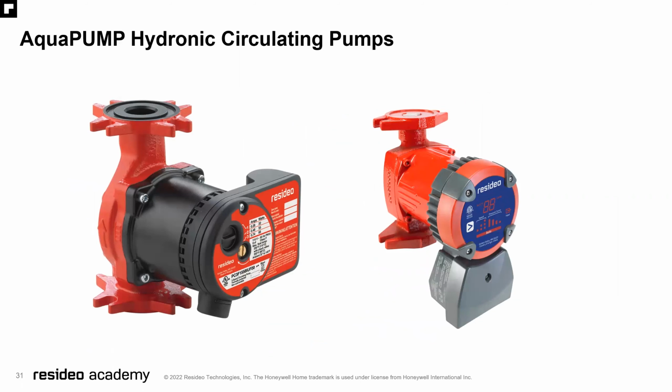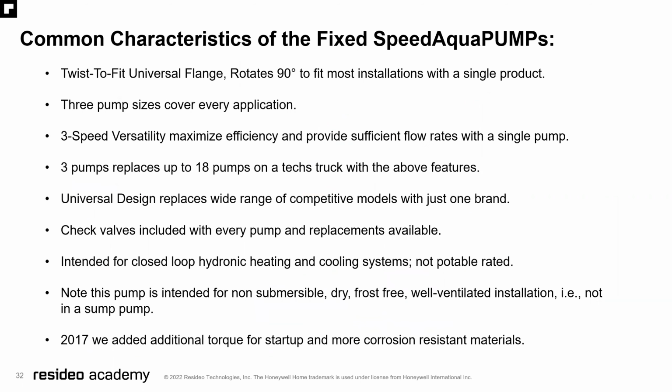AquaPUMPS, hydronic circulating pumps. Some of the common characteristics of the fixed speed AquaPUMPs: twist to fit universal flange, rotates 90 degrees to fit most installations with a single product. 3 pumps cover every application. 3-speed versatility maximizes efficiency and provides sufficient flow rates with a single pump.